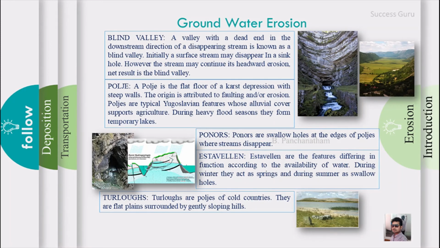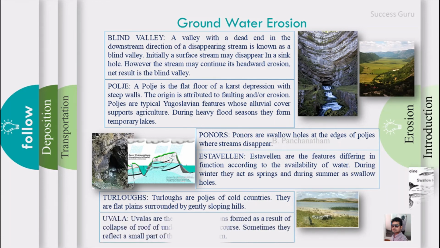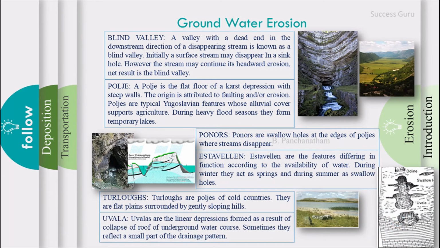Toca or the poljes of cold countries are flat plains surrounded by gentle sloping hills. Whereas in poljes, you may expect steep sided walls, here the surrounding area is gentle. Uvalas. Uvalas are linear depressions formed as a result of the collapse of the roof of an underground water course. Sometimes they appear as a small part of a drainage pattern. So the right side image shows a uvala.